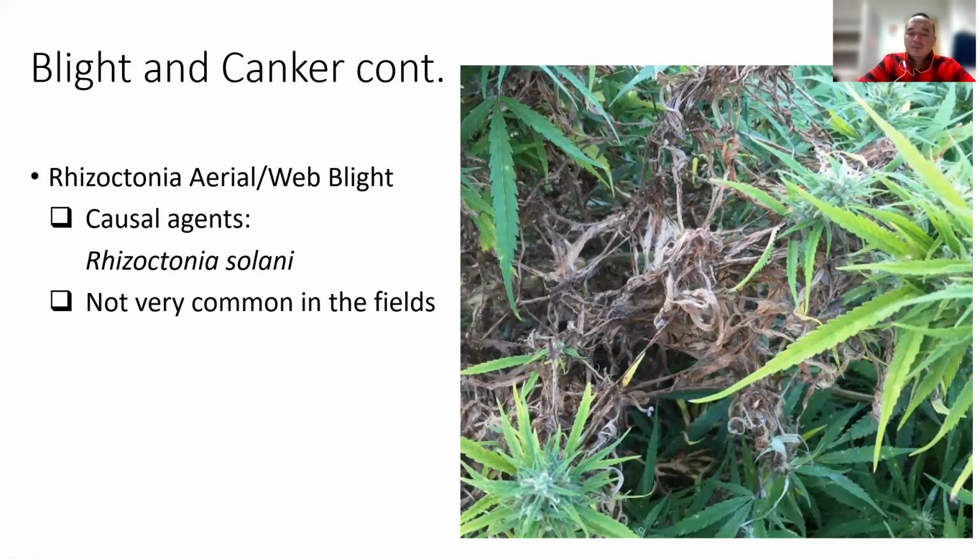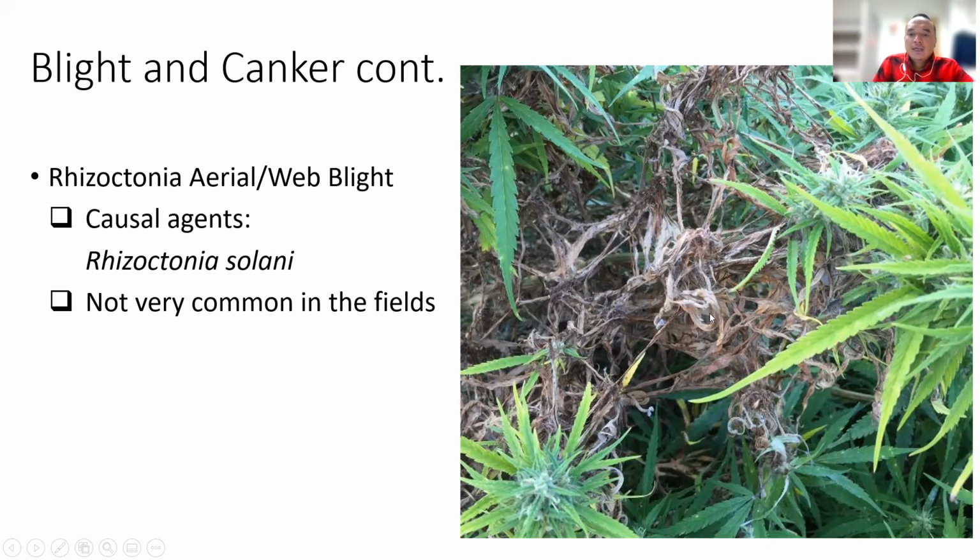The last disease that I'm going to be talking about here is Rhizoctonia aerial or web blight. This disease is caused by Rhizoctonia solani. Symptoms can be dieback on the leaf or flowers, like you can see in the picture. A tan or off-white mycelium webbing can also be seen on the infected part, like you can see in the picture.